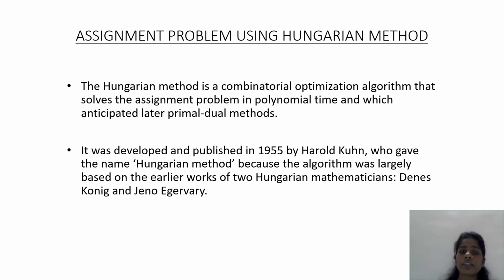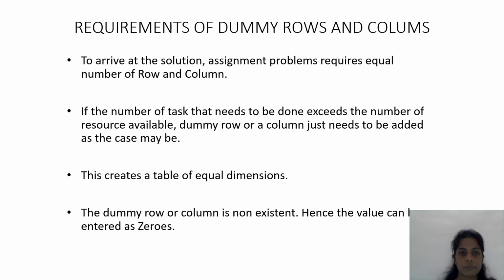The Hungarian method is a combinatorial optimization algorithm that solves the assignment problem in polynomial time and which anticipated later primal-dual methods. It was developed and published in 1955 by Harold Kuhn, who gave it the name Hungarian method because the algorithm was largely based on the earlier works of two Hungarian mathematicians, Dénes Kőnig and Jenő Egerváry.